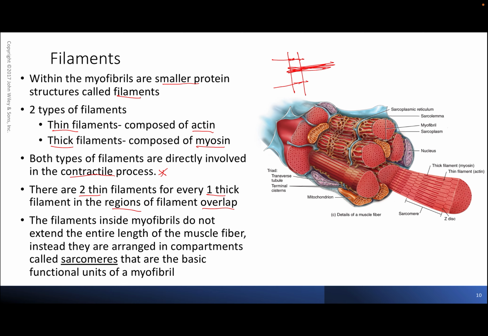Now, the filaments that we see inside of our myofibrils are not going to extend the entire length of our muscle fiber. Instead, they're going to be arranged in these functional little compartments called sarcomeres. And this is the basic functional unit that we see for our myofibril. All right, so here we can kind of get an idea of what that's going to look like.